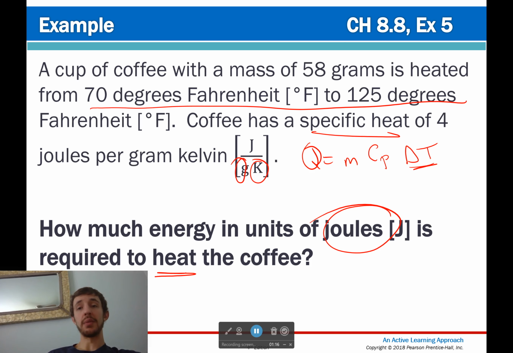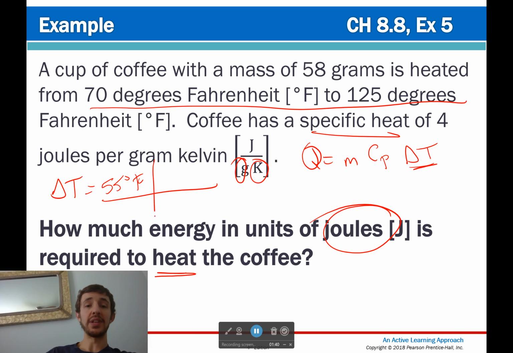So, grams is already there. All we need to do is mess with the temperature change. So my delta T in Fahrenheit is going to be equal to 55 degrees Fahrenheit. And you might be thinking, oh goodness, I have to convert that to Celsius and to Kelvin. You don't actually, because this is temperature change. I can use conversion factors when it's a temperature change. I have to use an equation when it's just temperature. And so all I have to do is this.